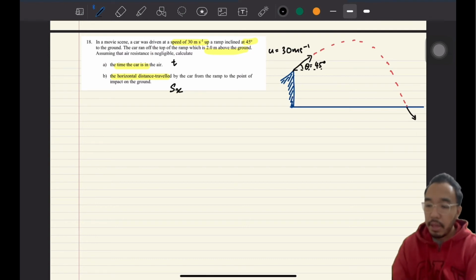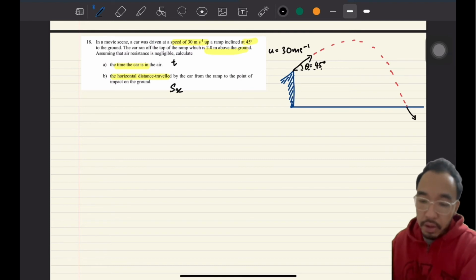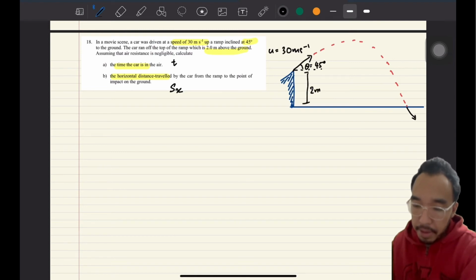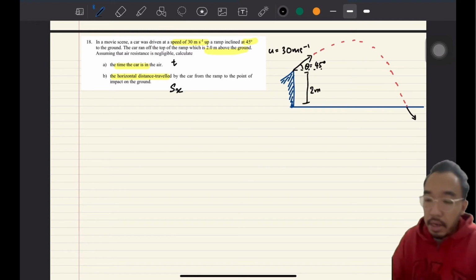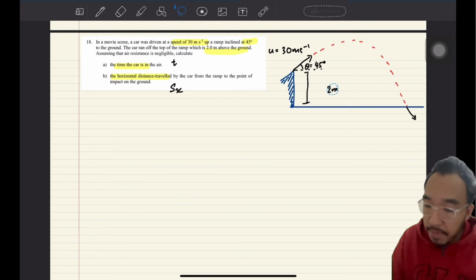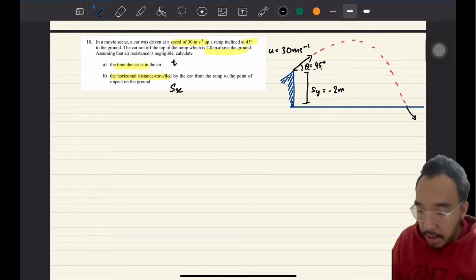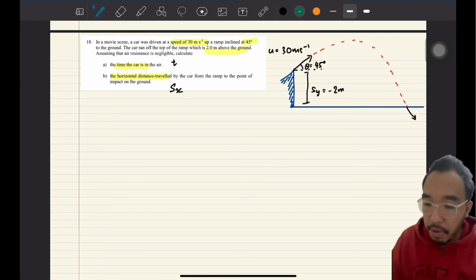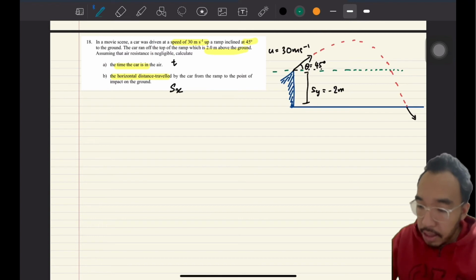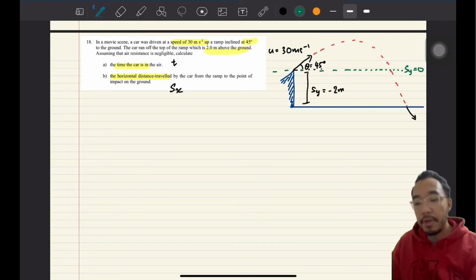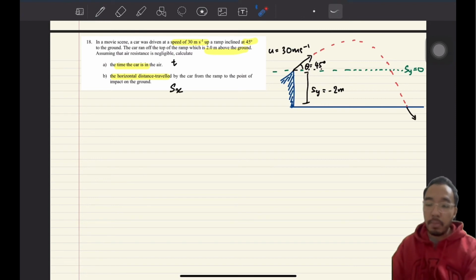Interesting question. You do know that the height of the ramp is 2 meters above the ground. So maybe I can put this one as 2 meters. But if you want to represent this with Sy, it will be negative 2 meters. Why? Because it is below the starting position. The starting position is over here, right? This is when your height equals 0, or Sy equals 0. Like I told you before, anything above is positive, anything below is negative. You really need to bear this in mind.